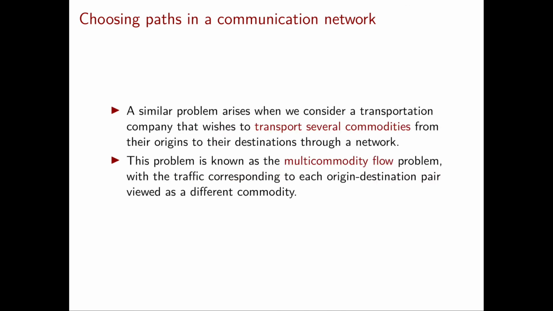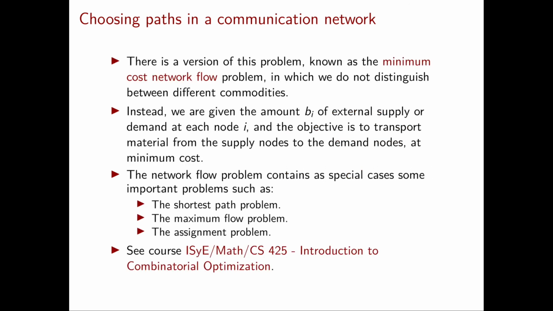Now, in the real-world application that we were thinking about in this example, we had a bunch of different offices, and we wanted to transmit data among them. Of course, there can be many different real-world problems that actually fit the same type of linear programming problem. Another example is whenever you want to transport several different commodities from their origins to their destination through your network. And this problem is known as the multi-commodity flow problem. Every commodity corresponds to the traffic in each origin-destination pair. In a simpler version of this problem, we don't distinguish between different commodities. And this is called the minimum cost network flow problem.